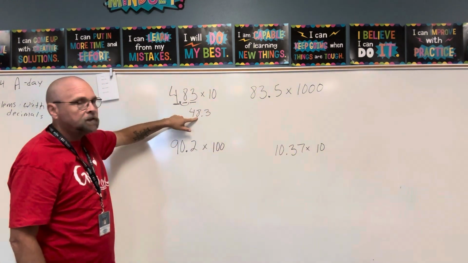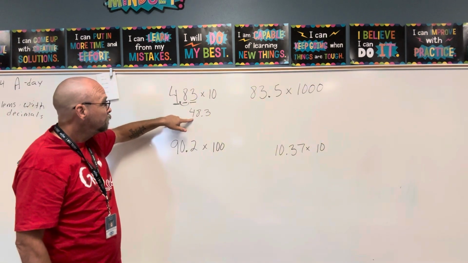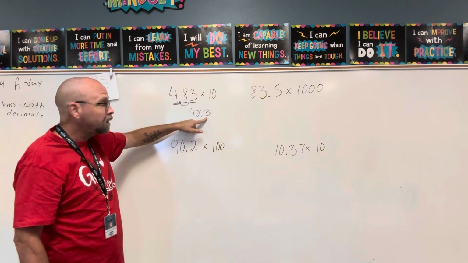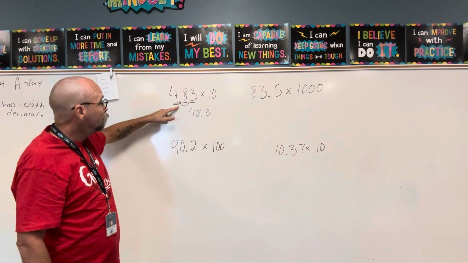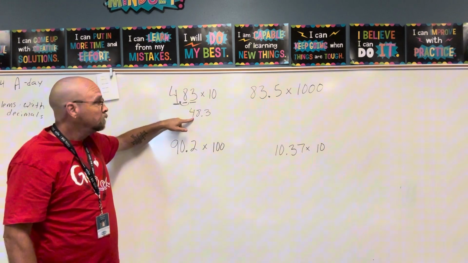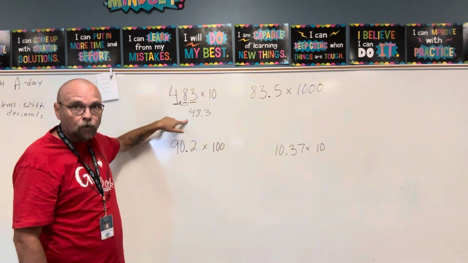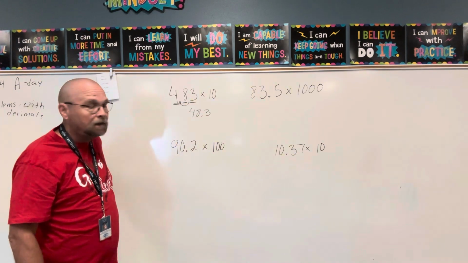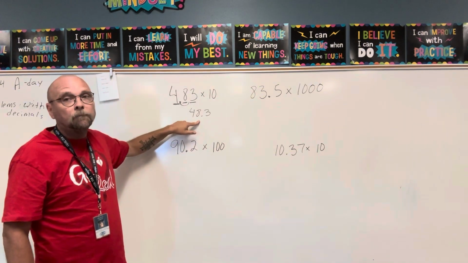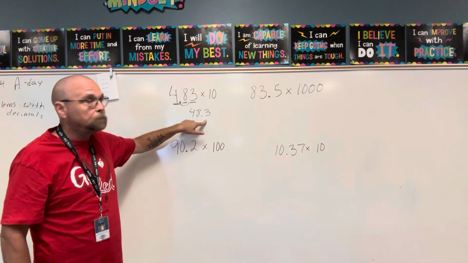The 8 came from the tenths place to the ones place, that's 10 times greater. The 3 went from the hundredths place to the tenths place, that's 10 times greater. The 4 went from the ones place to the tens place, that's 10 times greater. So I moved every number 10 times greater than it was, because I'm multiplying by 10. All I'm doing is moving my decimal point one place to the right, and it makes each number in my number here 10 times greater.